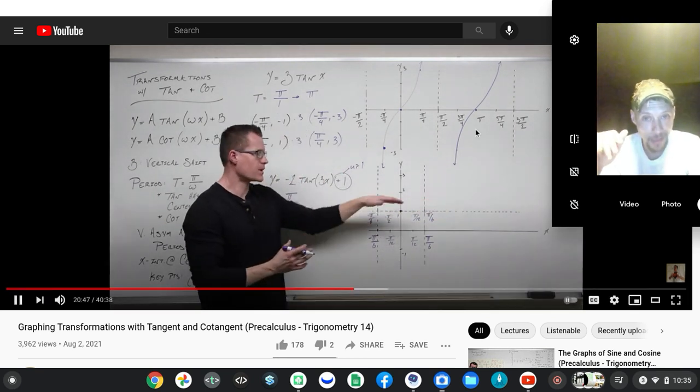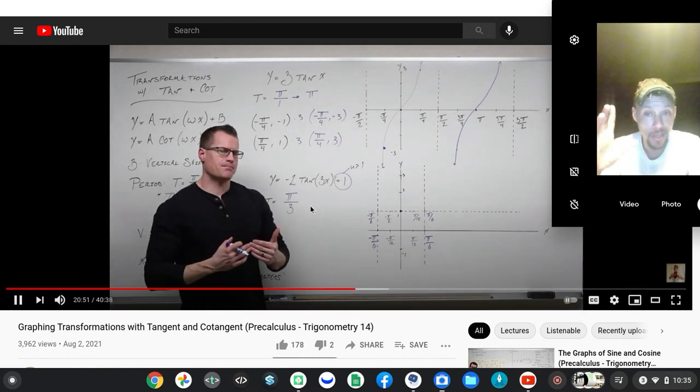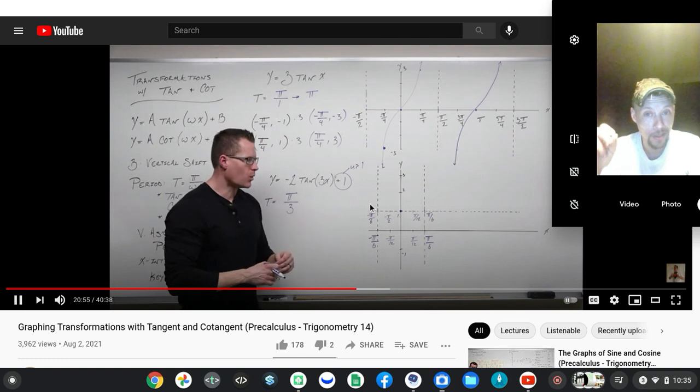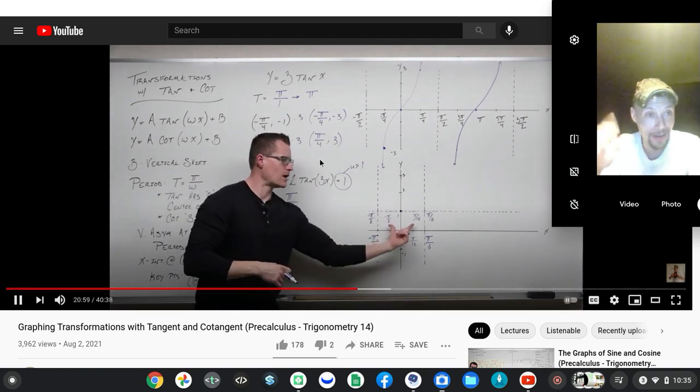It's not really there, but it helps us out. Great graphic organizer. Now that we've identified the period, because we put it vertically shifted up one unit, we have our asymptotes at the ends and our x-intercept at the center. Now we deal with our key points.